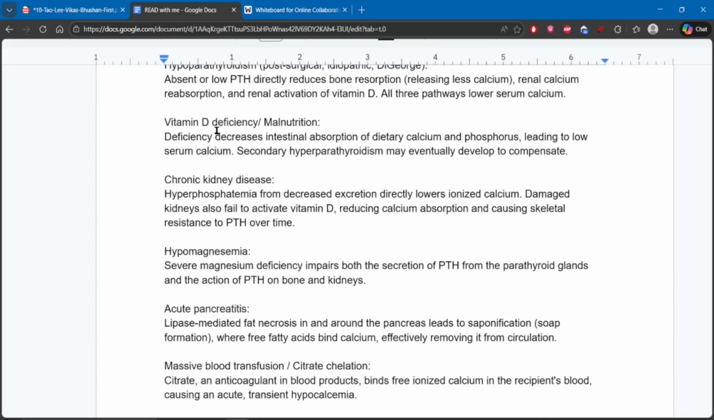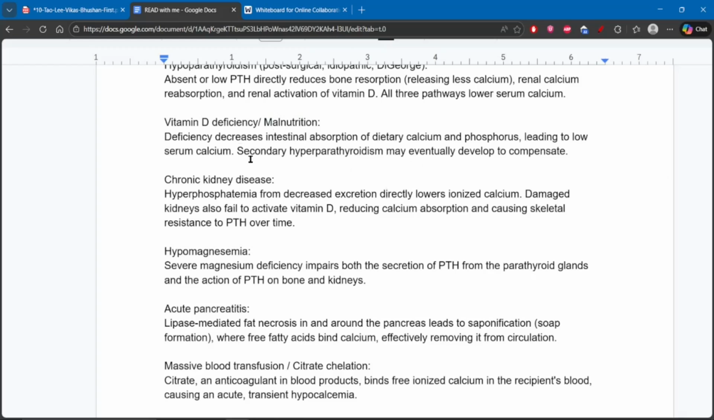How does vitamin D deficiency cause it? It's very self-explanatory. Vitamin D would be less, dietary calcium absorption will be less, renal reabsorption will be less, and if the patient has malnutrition, then of course he has a very decreased intake of calcium. So naturally, that would lead to hypocalcemia.